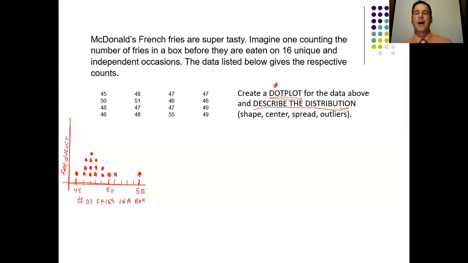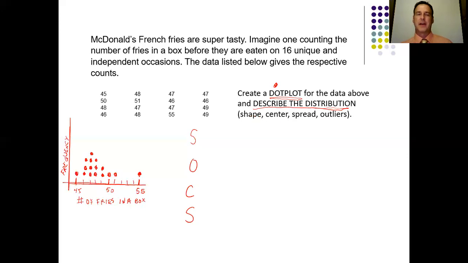Now I put in parentheses here shape, center, spread, outliers, because that is what they want you to do when they ask you to describe the distribution. However, keep in mind that they won't always put those in parentheses. They'll want you to do this part that you see in bold, and you'll have to know that they want these 4 things. I probably should have put these in order, like this, because SOCS is easy to remember, even though it's not written this way. Nevertheless, we can still pull this off.